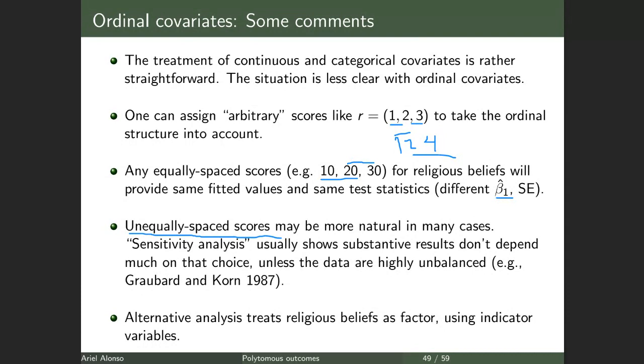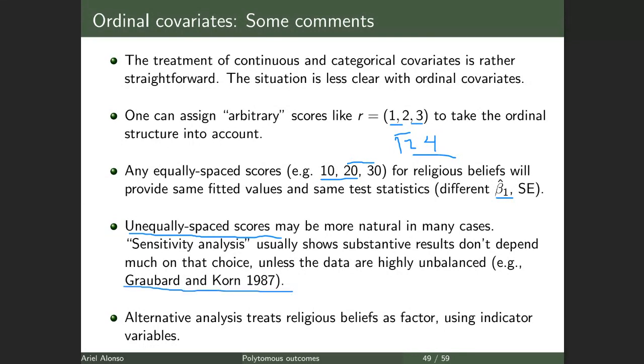What you can do is some kind of sensitivity analysis. You consider different scores and you look at the results. What we have seen is that usually the substantive results do not depend so much on the choice of the scores, unless you have data that are highly unbalanced. In general, the results are qualitatively consistent. So if the covariate is significant, it will stay significant with a different set of scores. Typically that's what you will observe, and you can have here the reference for this discussion.